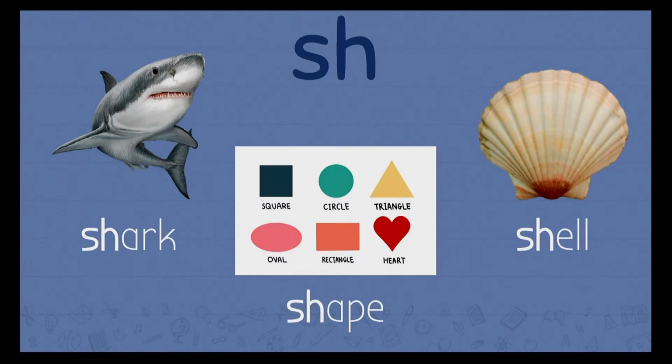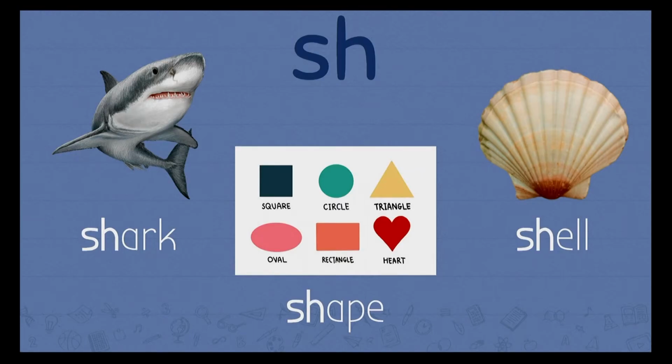Let's look at a couple objects that begin with the sound sh. All right, repeat after me. Sh, sh, sh. Sh, sh, shark. Sh, sh, shape. Sh, sh, shell. Amazing job. All right, so we have another part of our song.